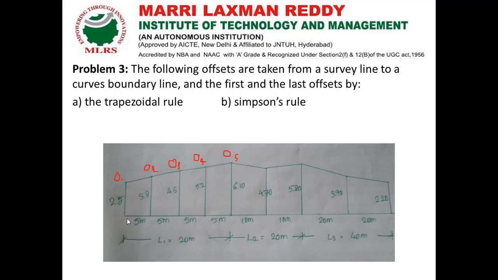Up to this the interval is 5 meter, 5 meter, 5 meter, 5 meter, so this is D1 equal to 5 meter. That is one part. Then second, here the distance is 10 meter, 10 meter, so here D2 equal to 10 meter.